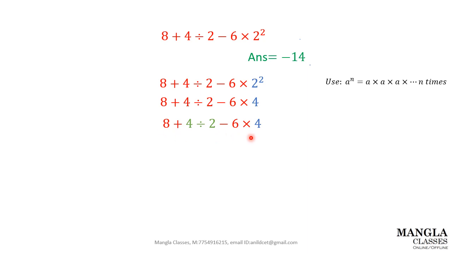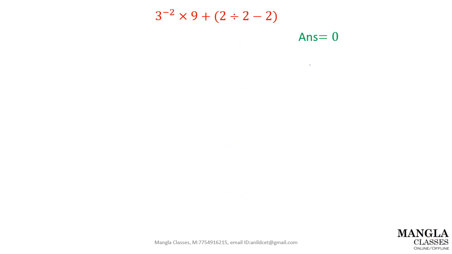Now this is a simple expression without brackets, without order terms. So use BODMAS. First divide the two terms, that is 4 divided by 2 will give you 2, and then multiply the two terms. 6 into 4 will give you 64, and there is a negative here, and this 8 and 2 are there, so addition of them will give you 10, and the final answer is minus 14.